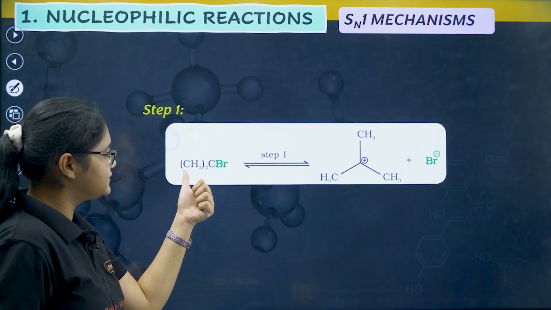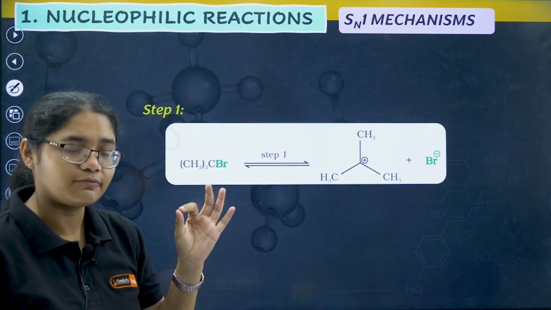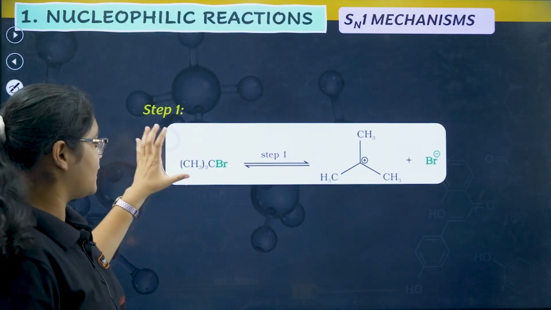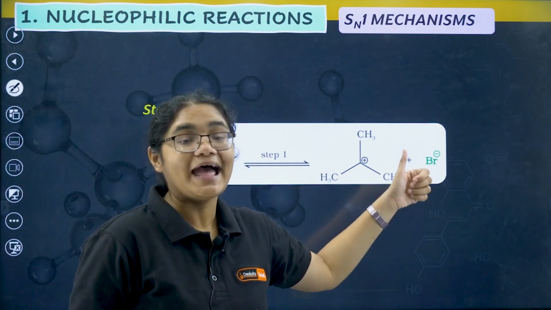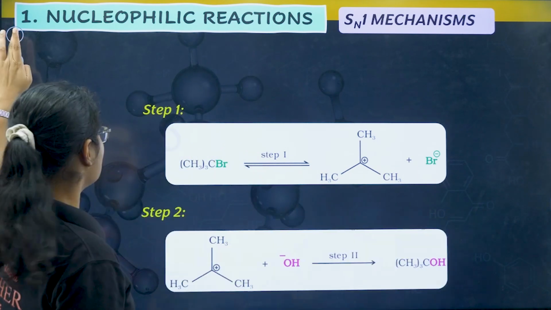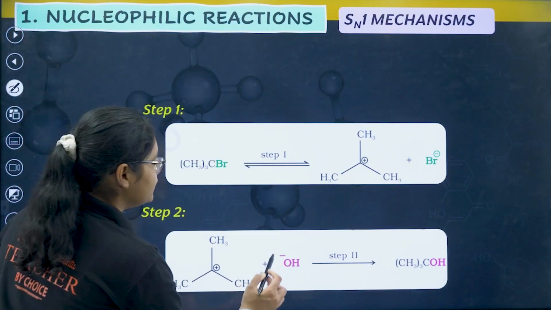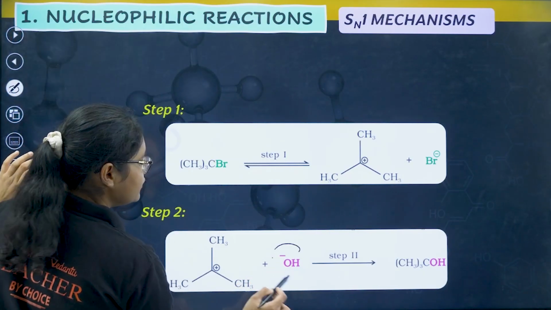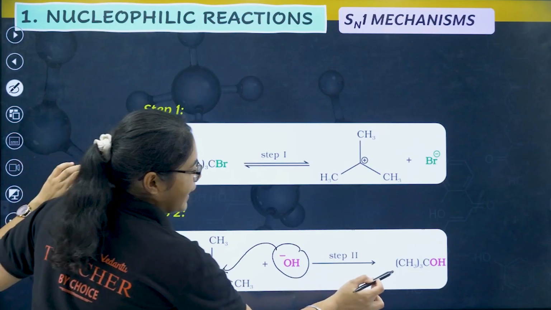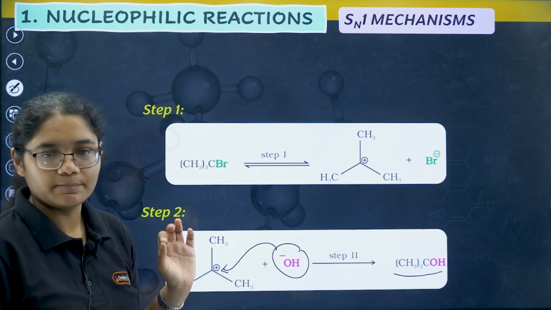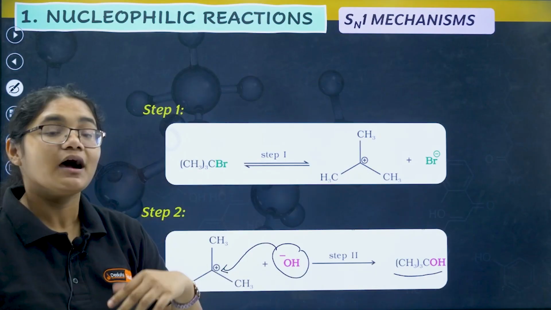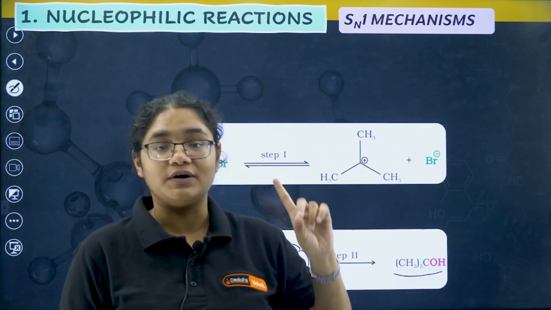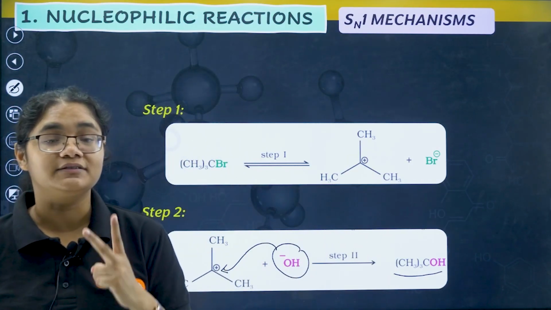So now this compound heard the news that a very rich nucleophile has come into the surroundings. Immediately their friendship broke, and once the friendship broke, in step 2 this new nucleophile attacked here and a new bond formed. So you see the reaction is taking place in 2 steps. Earlier the reaction was taking place in 1 step. Here the reaction has taken place in 2 steps.